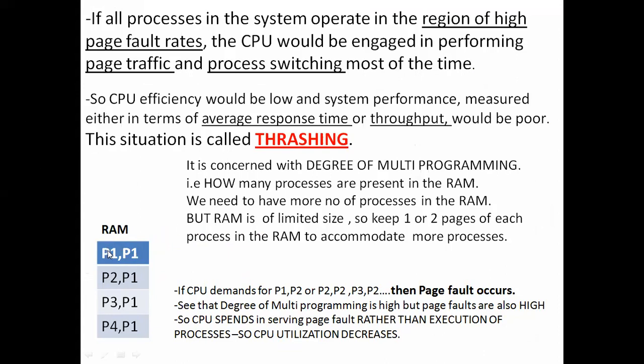So for example, this P1 refers to the process P1, and this P1 is the first page of this process P1. What about P2 comma P1? P2 comma P1 is the second process and the first page of the second process. What about P3 comma P1? P3 is the third process and the first page of process P3. And what about P4 comma P1? P4 is the separate fourth process and P1 is the first page of this process P4.